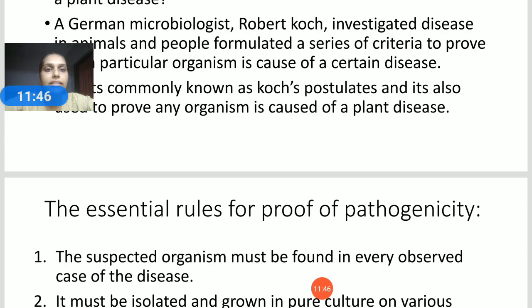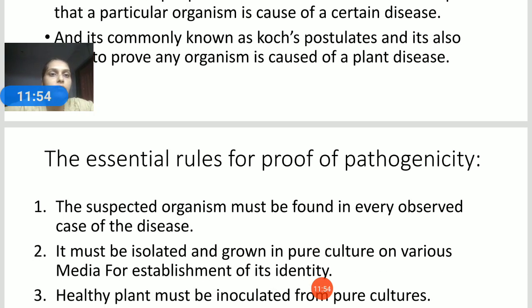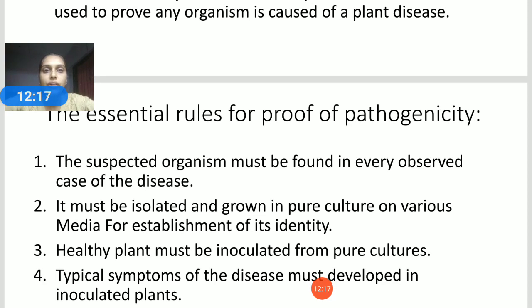Now we study the essential rules for the proof of pathogenicity. The suspected organism must be found in every observed case of the disease. So when we see plants having the disease, the suspected organism must be found in every observed case. It must be isolated and grown in pure culture on various media for the establishment of its identity. The suspected organism isolated from the diseased plant is then grown in pure culture on different media for the identification of the bacteria or organism.